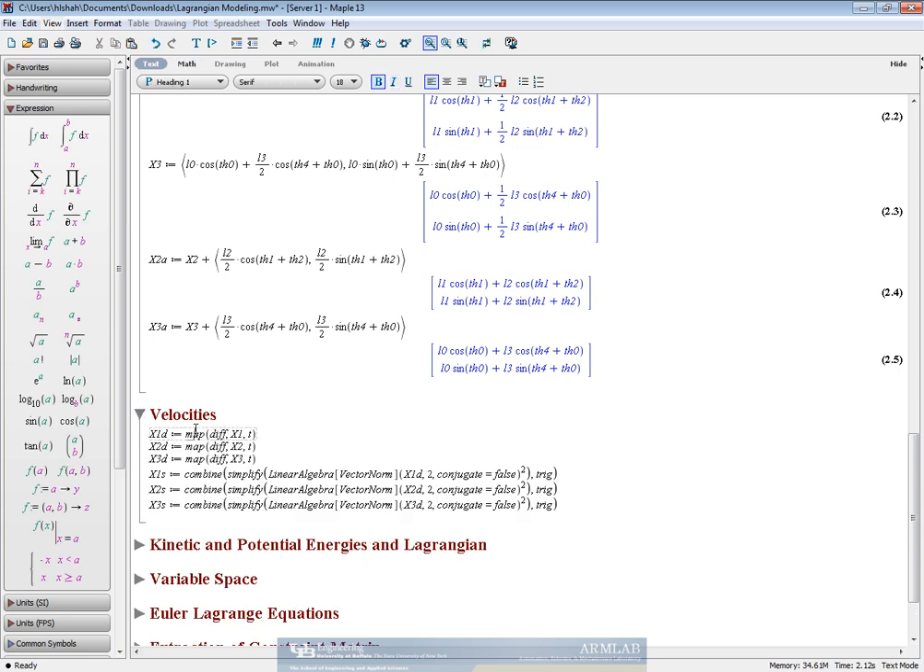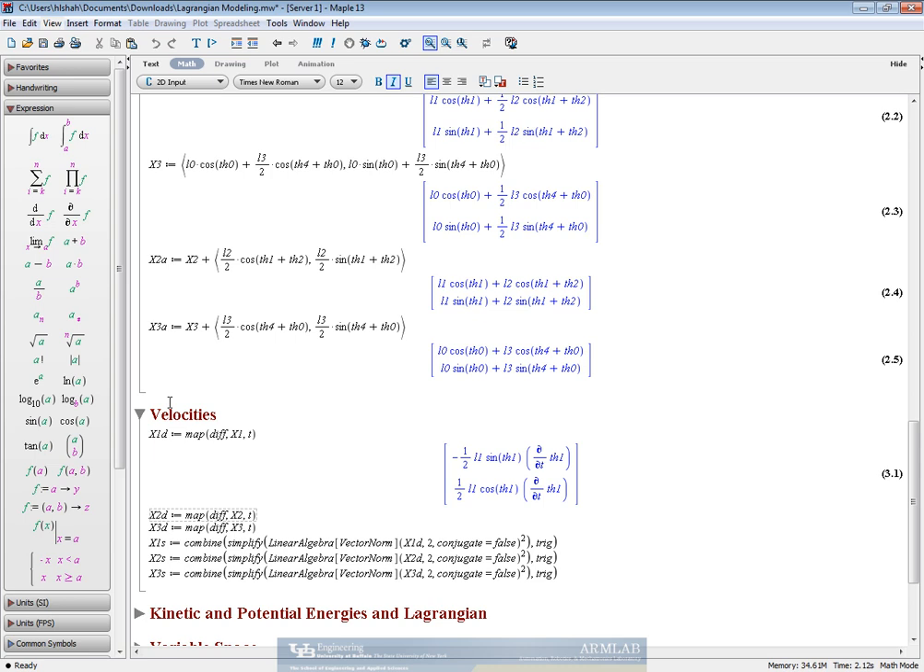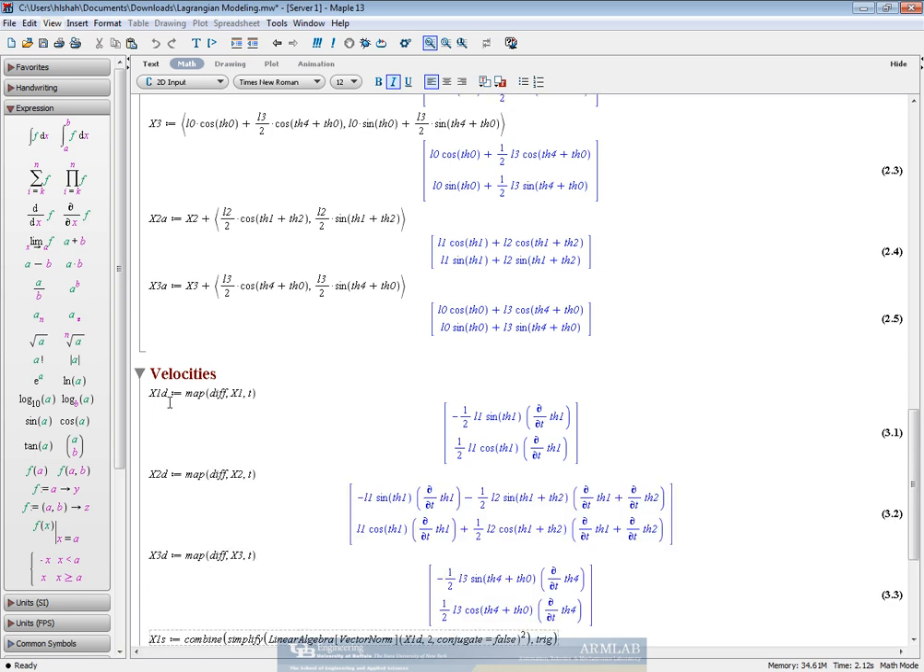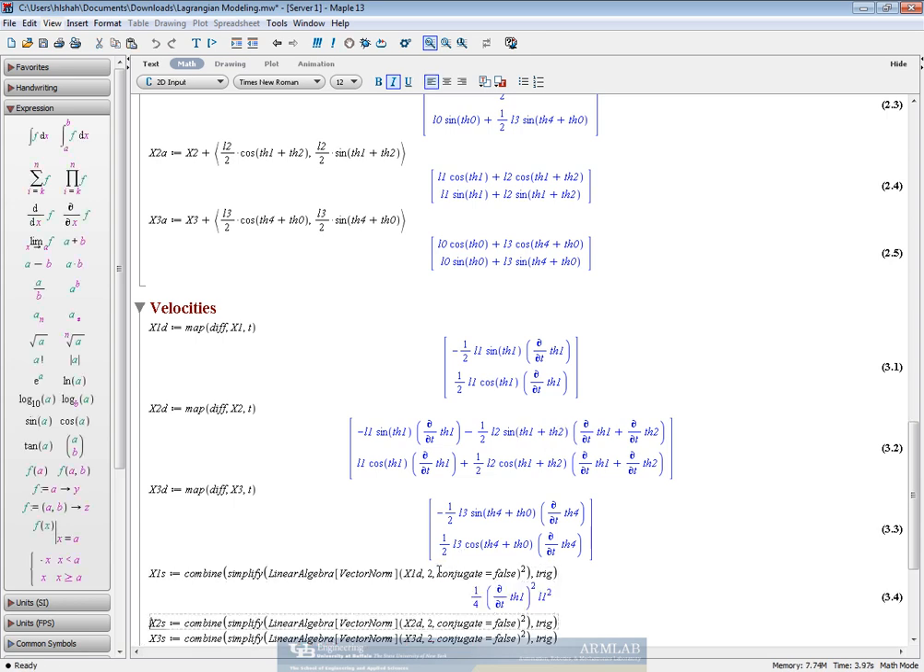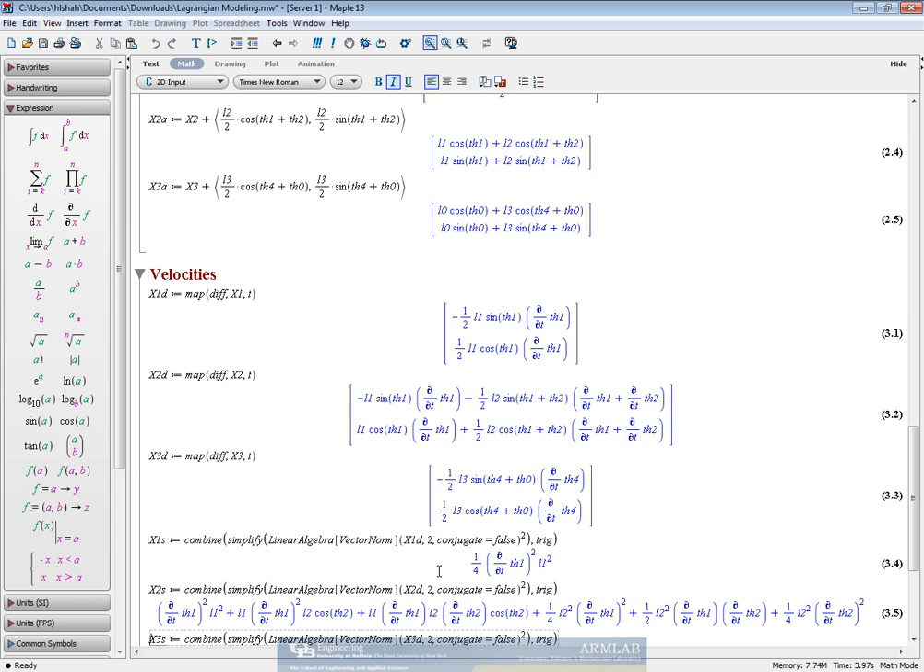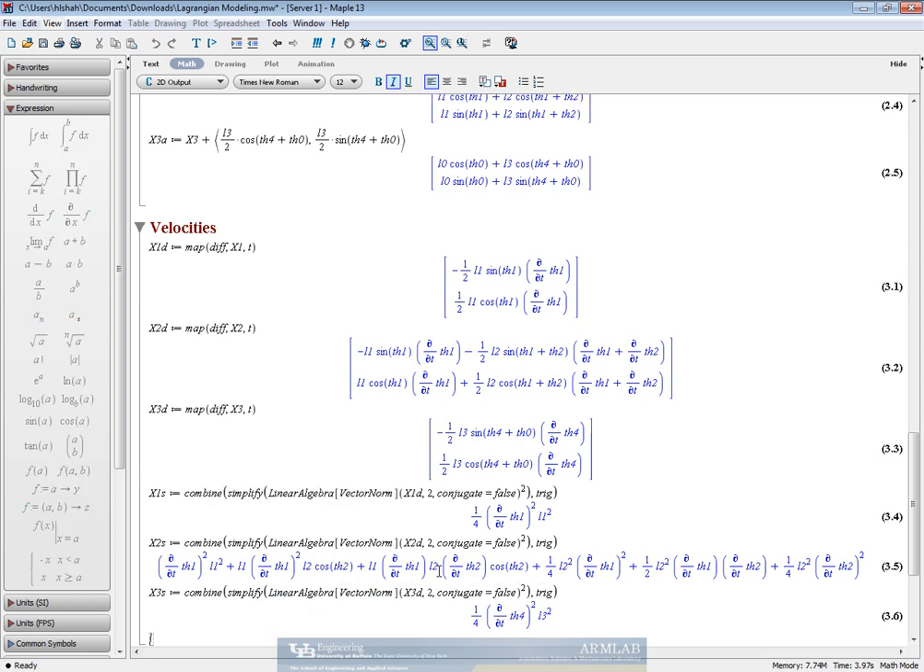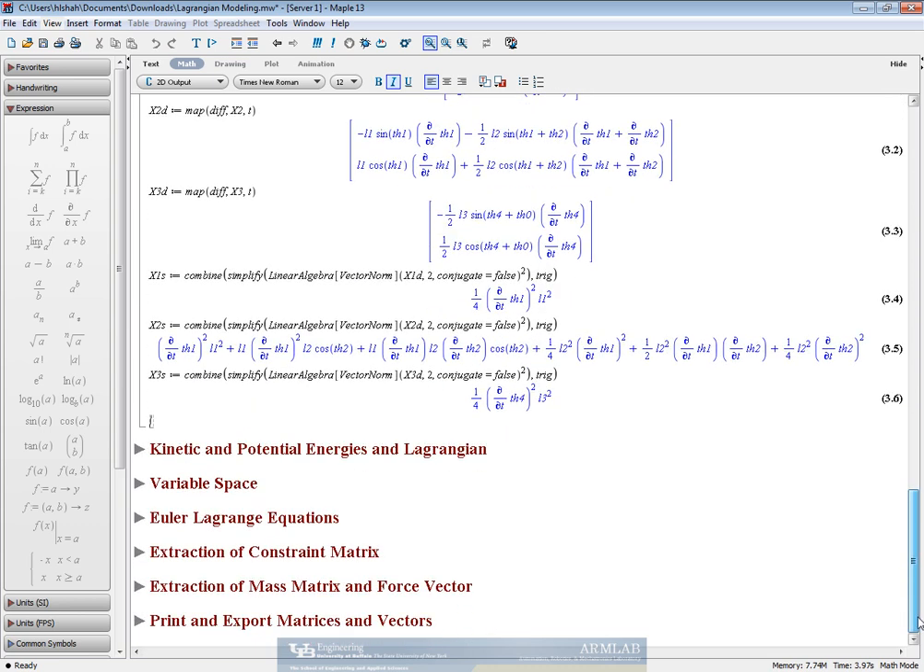The next step is pretty straightforward. We just differentiate the positions of the different centers of masses to get the velocities, labeling them x1d, x2d and x3d. The next step would be to calculate the vector norm of these and combine them with respect to trigonometric identities, so that we have all these sorts of combinations of angles which are easier to look at and understand. So we have x1s, x2s and x3s as the magnitudes of the velocities of the three centers of masses.